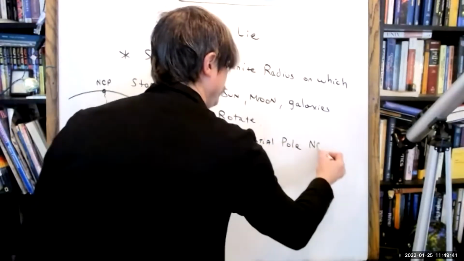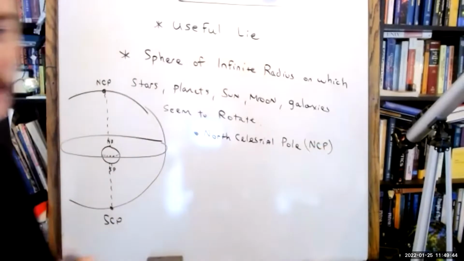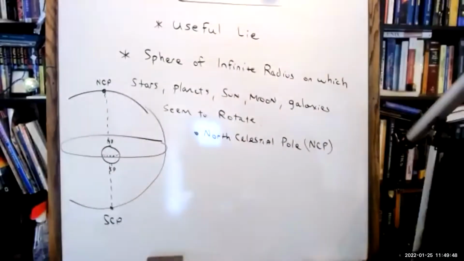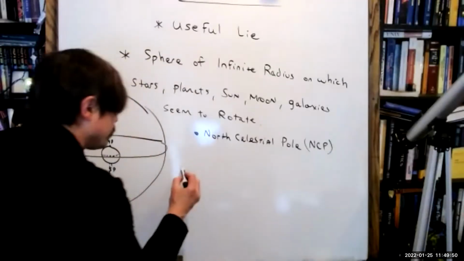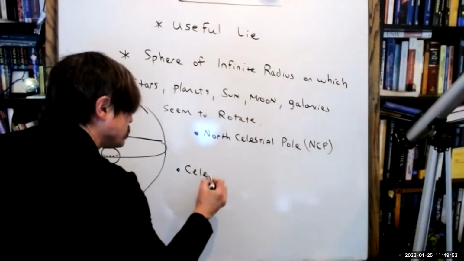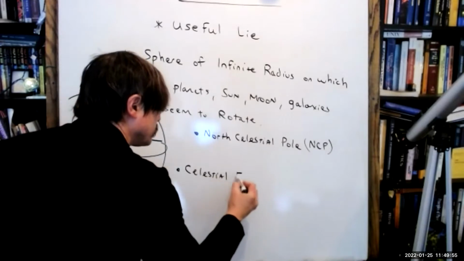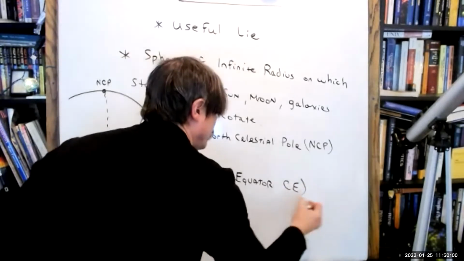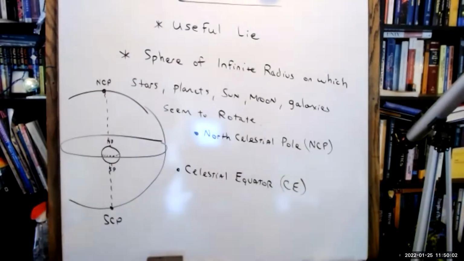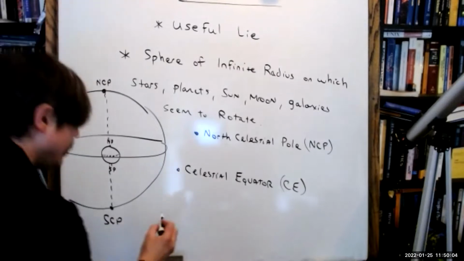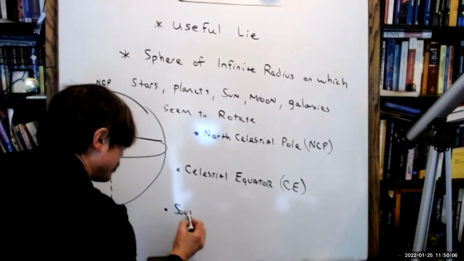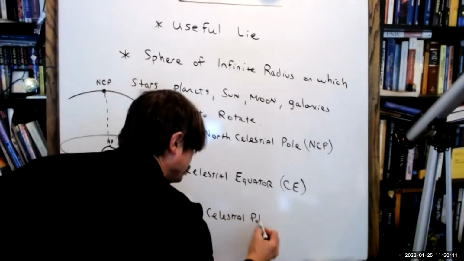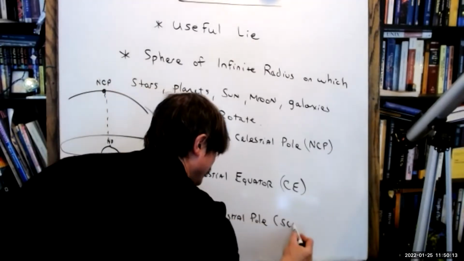And again, you're going to see me use the abbreviation NCP for North Celestial Pole because astronomers love their acronyms, okay? We have the celestial equator. And I can define these things in a moment if it's not obvious, which I will abbreviate as CE in subsequent diagrams. And then, of course, we have a South Celestial Pole, SCP, okay?